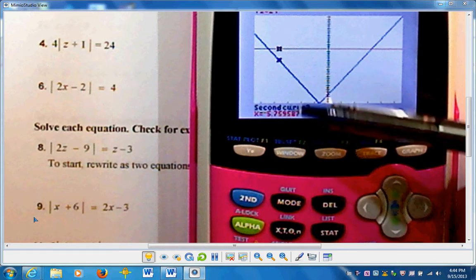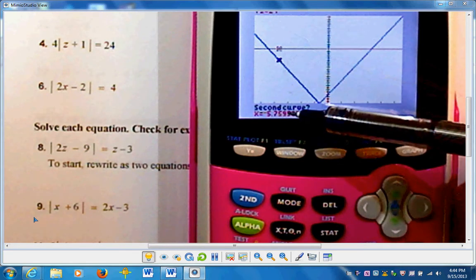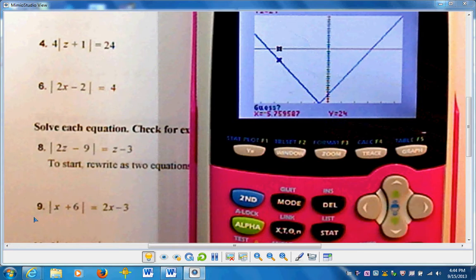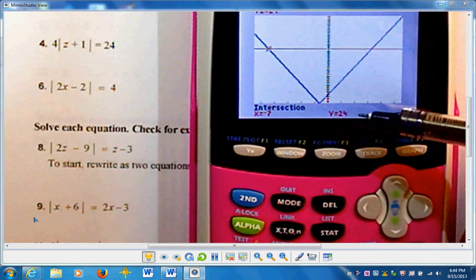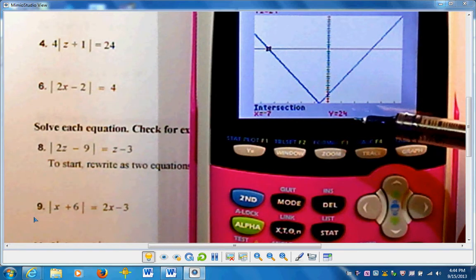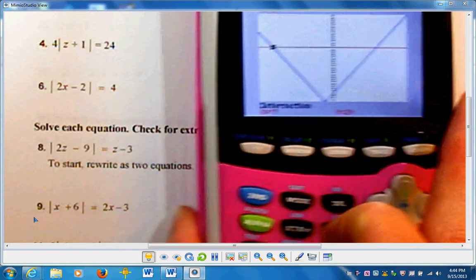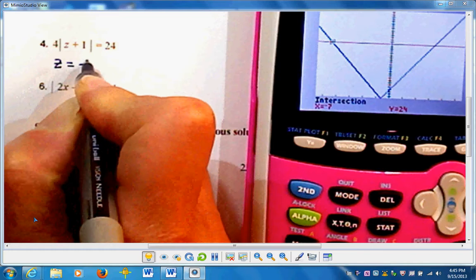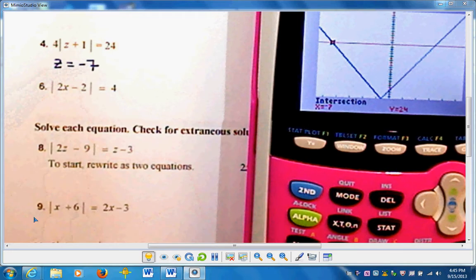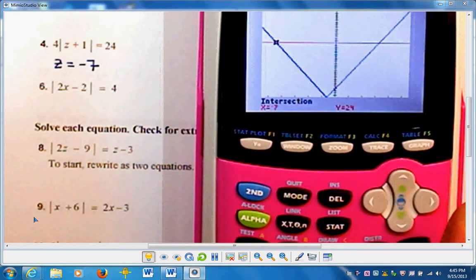So I usually like to do the one on the left first, and then the one on the right. So I've already done my first curve there. It's asking me for my second one. So I push enter, enter, and then it tells me the intersection is where x is -7. That makes y 24. So that's one of my answers. So I can now write z is equal to -7, and then I'm going to find my other answer.